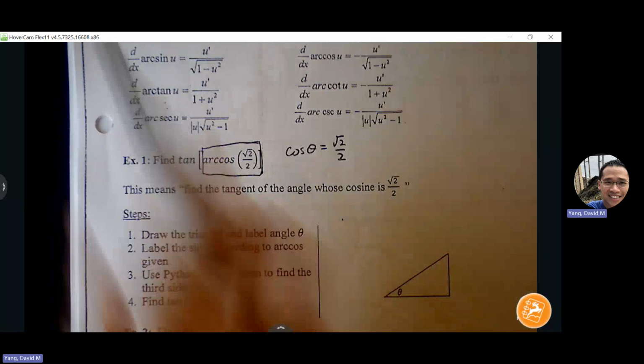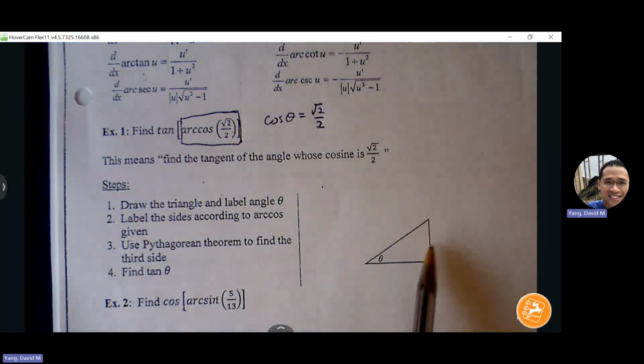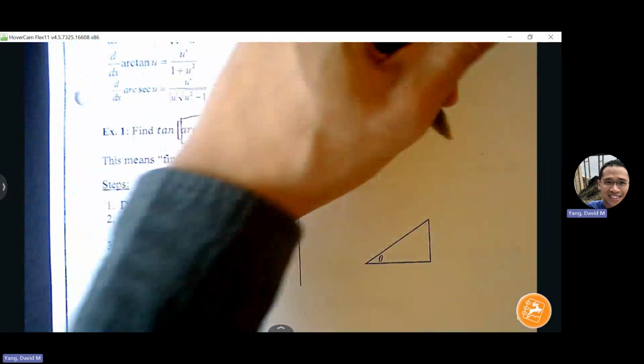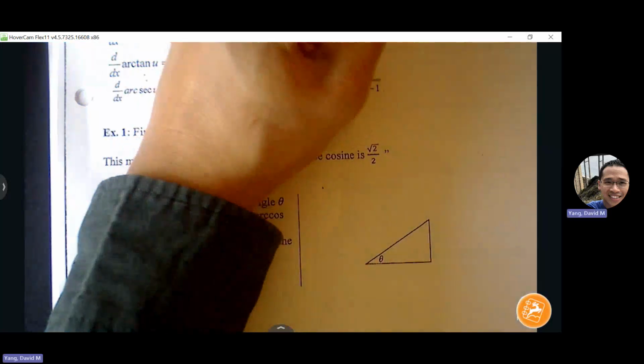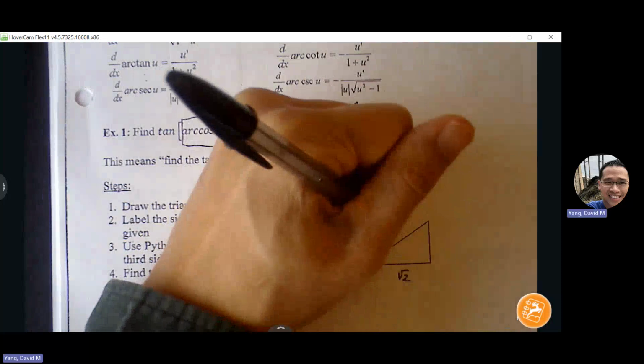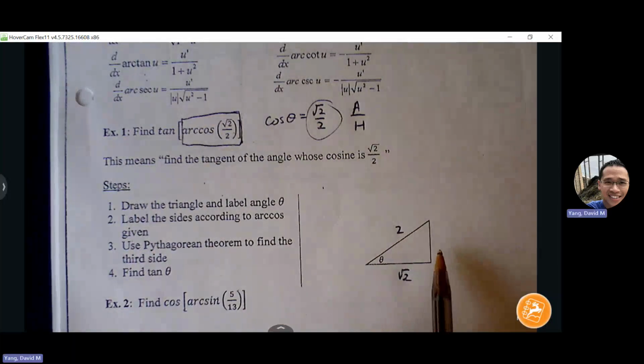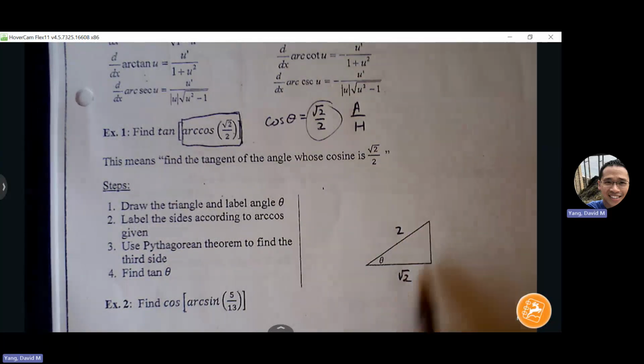So cosine theta equals √2/2. Here's our triangle with theta. √2/2 is just adjacent over hypotenuse, right? So SOHCAHTOA here, adjacent over hypotenuse. So if I do √2/2, Pythagorean theorem, I can find that this missing side is also √2, right? a² + b² = c².